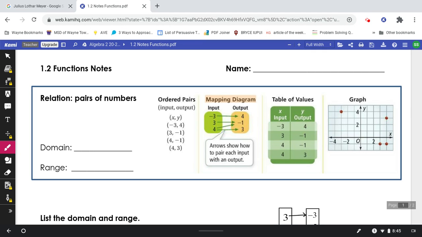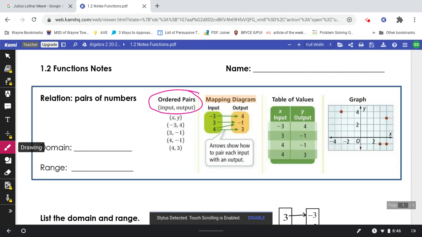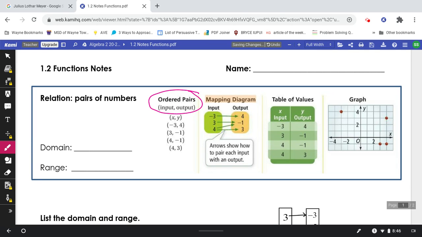These are the 1.2 functions notes for Algebra 2. Today we're going to talk about relations, and a relation is just a pairing of numbers. So you have a couple different things. You have the ordered pairs, which have the x and the y we're familiar with. You have something called a mapping, which is just taking these arrows and going from one number to another, pairing them up that way.